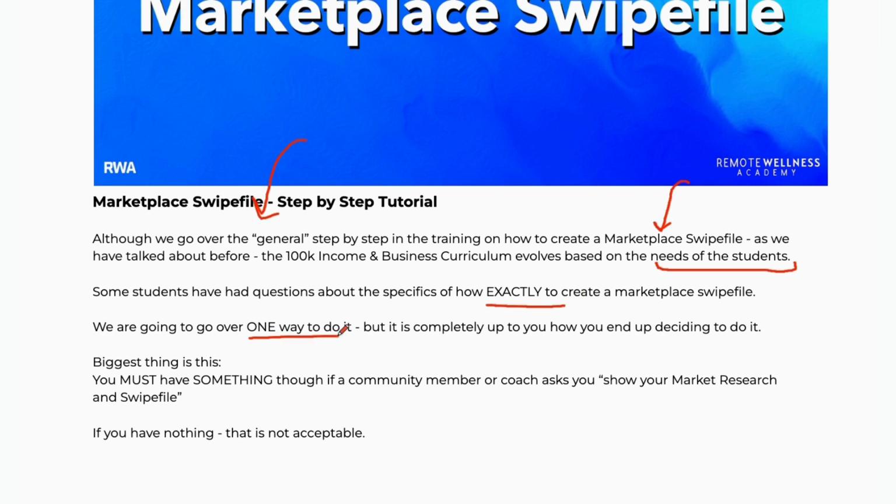So it's going to be more of a click-by-click tutorial. However, like we have said many times before, ultimately how you decide to do it is up to you. But the biggest thing is, this is the litmus test to know if you've actually done this properly: when a community member or a coach asks you, hey, go ahead and show me your marketplace swipe file, show me your market research.